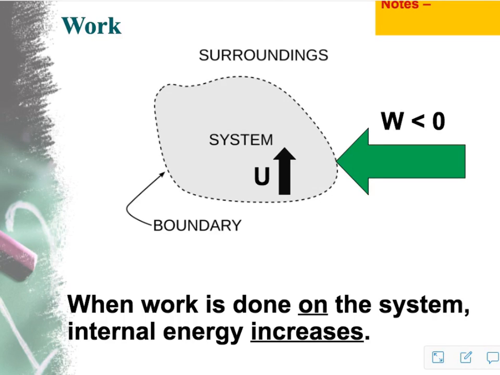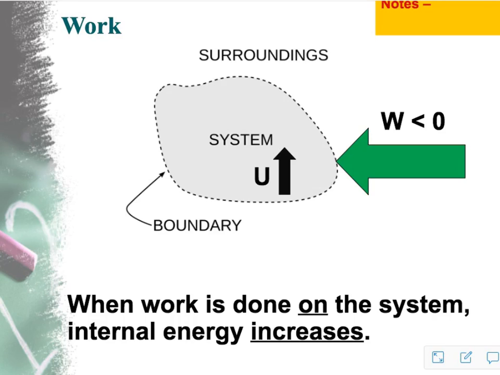Likewise, when work is done on the system, like if we decide to squish this blob, we are doing work on the system and its internal energy increases. But if we want to represent that, the fact that we are doing work on the system, we have to use a value of W less than 0.